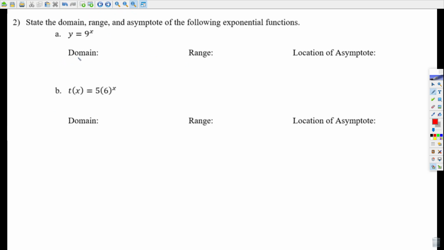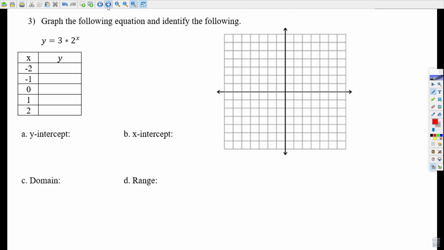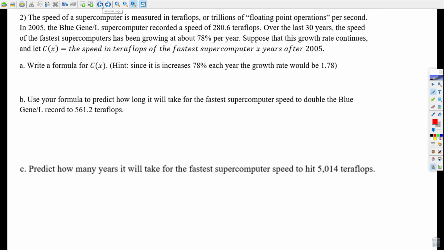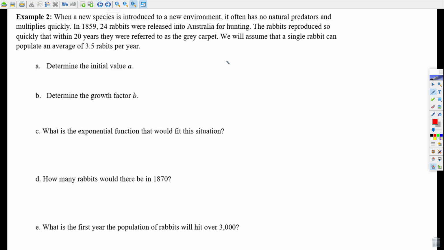There's a couple more here. Domain and range also does not change, and neither does location and asymptote. So these answers will be all the same because they're both exponential functions. And then there's one graph for you to try as well. All right, we're going to do a word problem, and that'll be pretty much it. We can wrap it up.